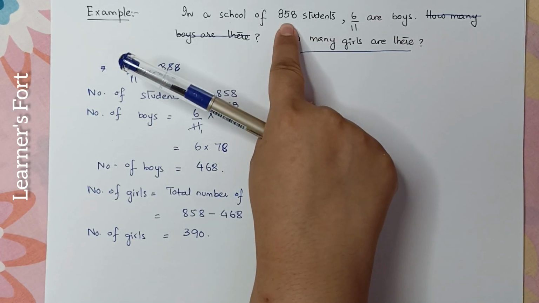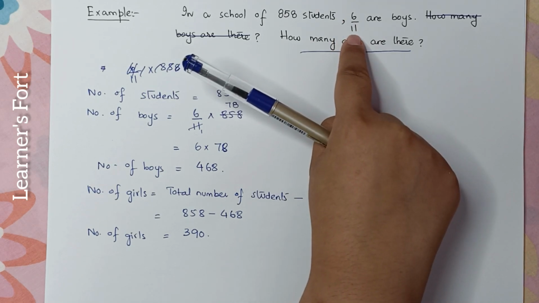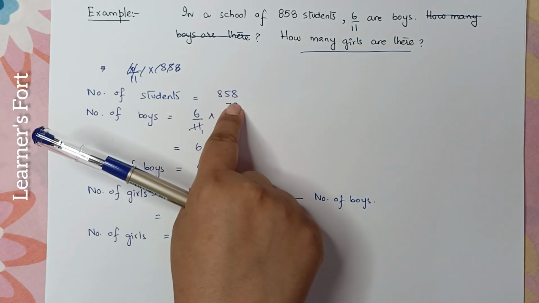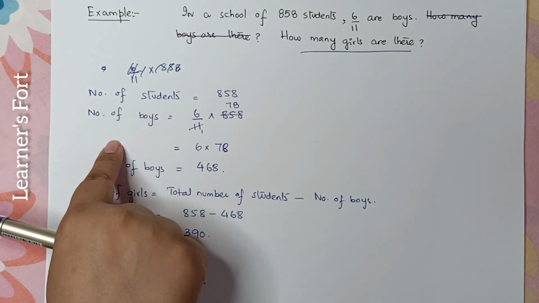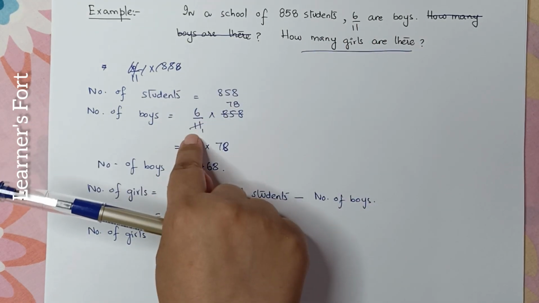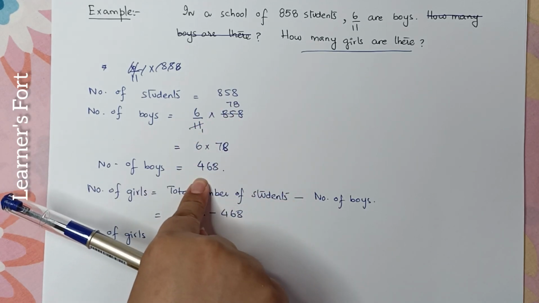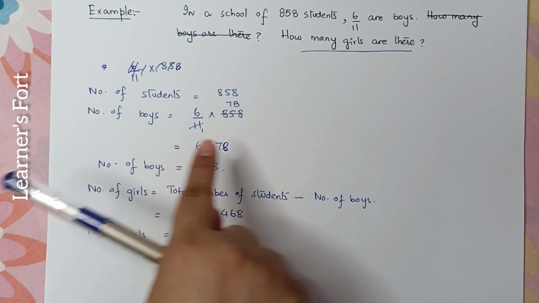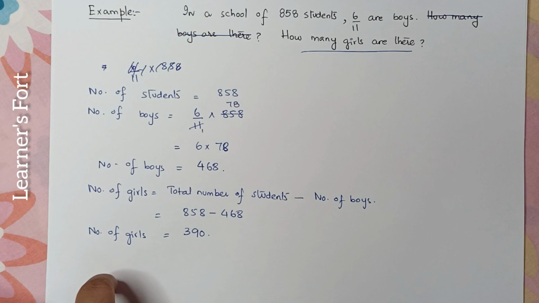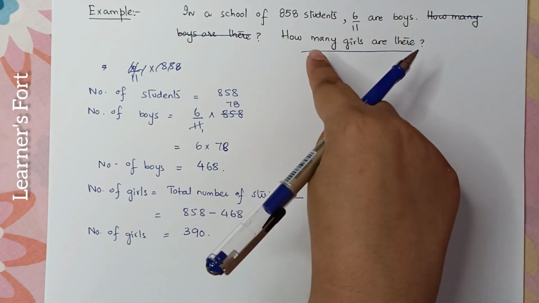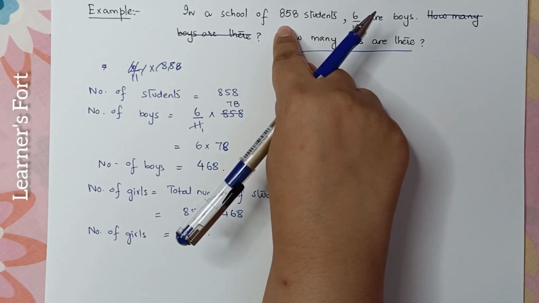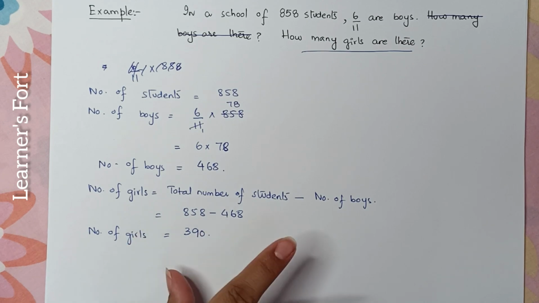Now, you know that you have 858 total number of students, and you have the fraction given about the boys. We're going to solve it in a similar way. We first calculate the number of boys about which we have the information, right? So 6 upon 11 of 858 would give us the number of boys. Then when we subtract the number of boys from the total number of students, the remainder will give us the total number of girls. So if we were only asked to find the number of girls while giving us the information of the boys only and the total number, we're going to solve it in a similar way, right?